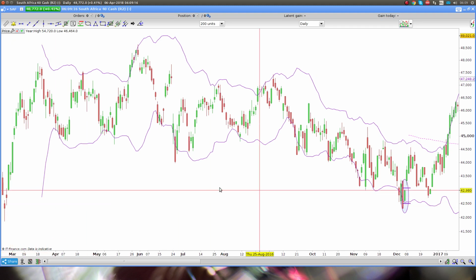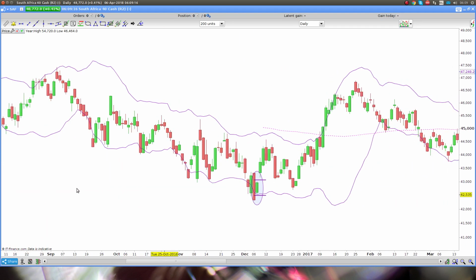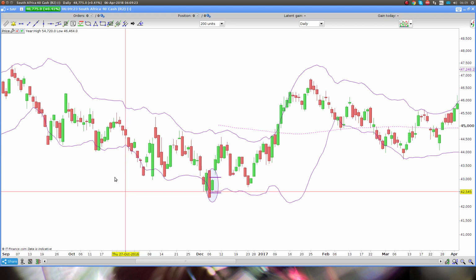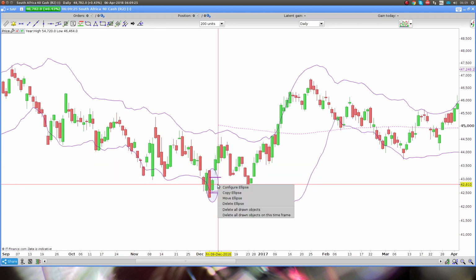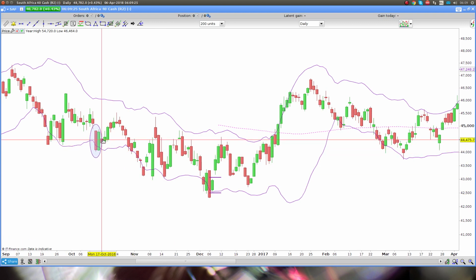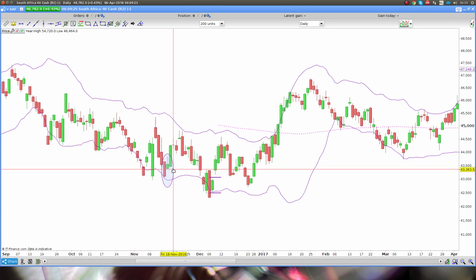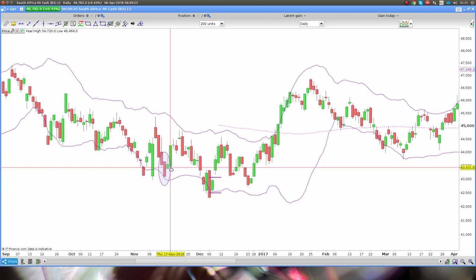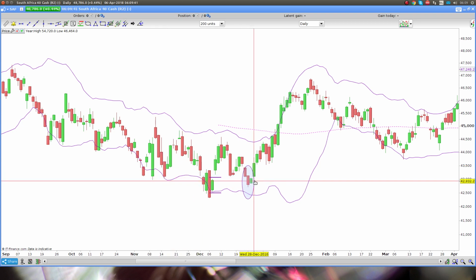Okay, so let's just copy this, or move it rather. There is another inside bar, and you see price move to the upside. Okay, there is another inside bar. I tend to ignore the tails. I only refer to the bodies as the inside bars. Okay, there is another inside bar.